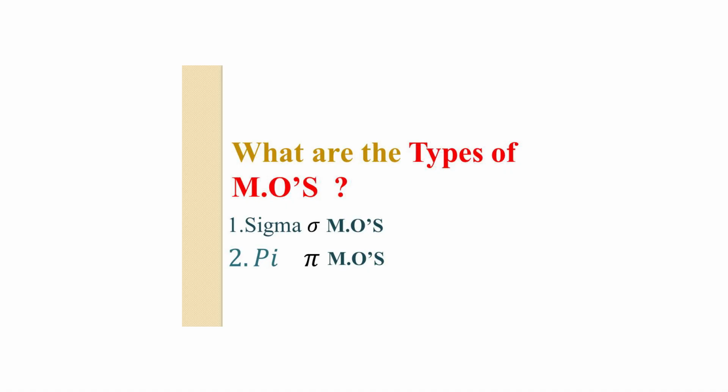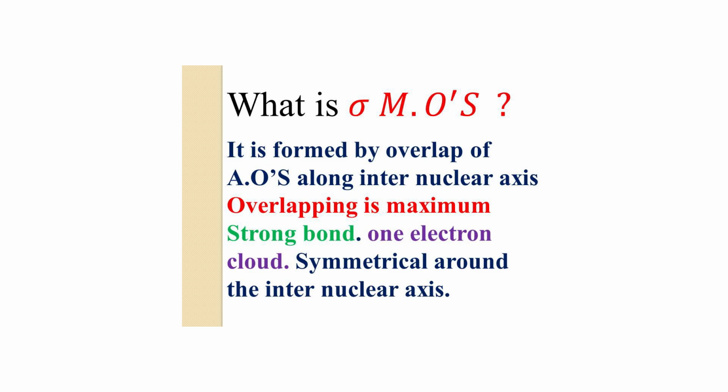What are the types of molecular orbital? One is sigma molecular orbital and another is pi molecular orbital. What is sigma molecular orbital? You have studied sigma bond and pi bond. Likewise, what is sigma molecular orbital and pi molecular orbital? Sigma molecular orbital is formed by overlapping of atomic orbitals along the internuclear axis. Here the overlapping is maximum and a strong bond is formed.